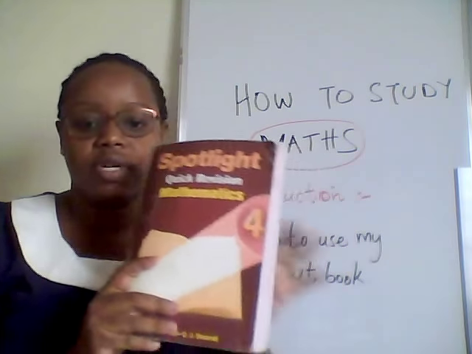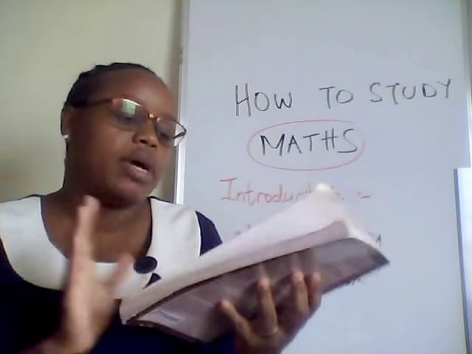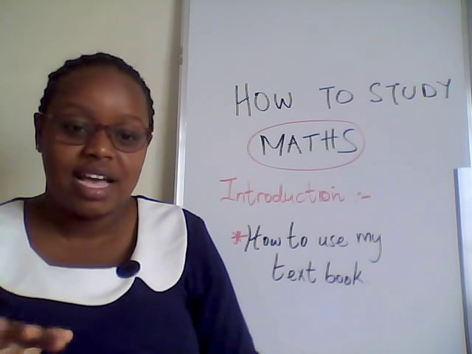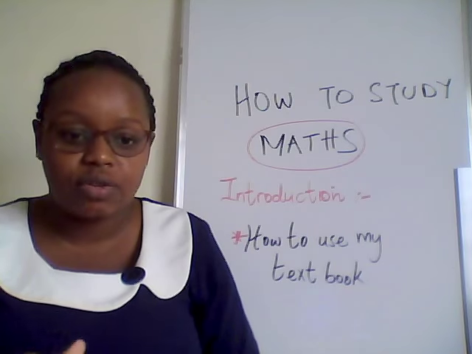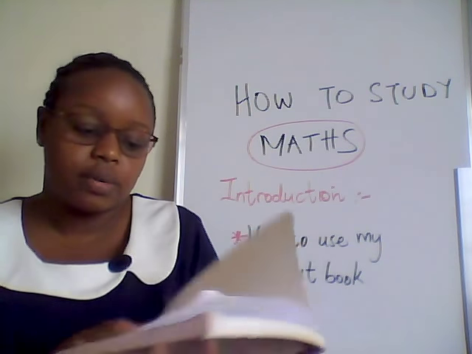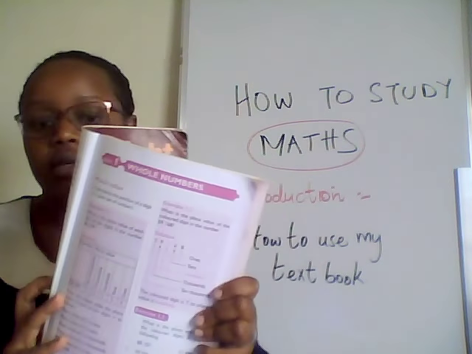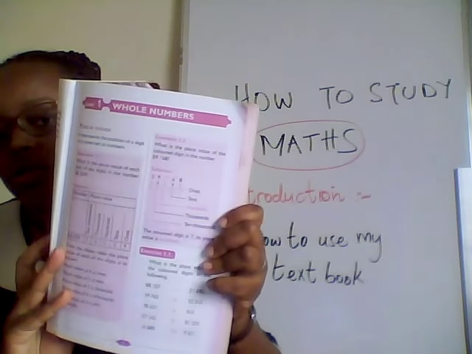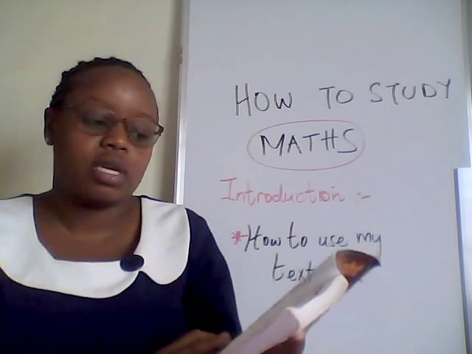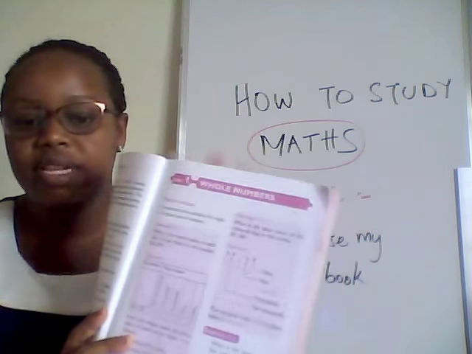So we have this book, you can see, Spotlight Class 4. So I want to show you that the textbook normally has an introduction to every part of maths that you're learning at that level. So in this book, you want to see topic 1. You see? I don't know if you can be able to see that. Topic 1 is talking about whole numbers, and it introduces it by showing us place value.